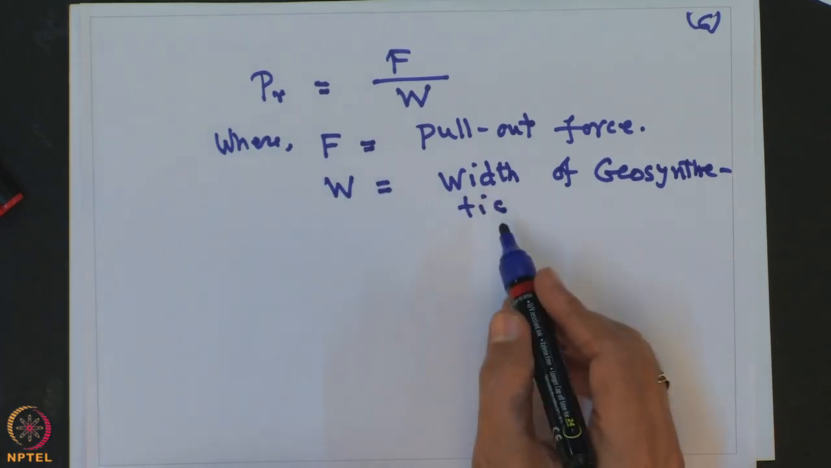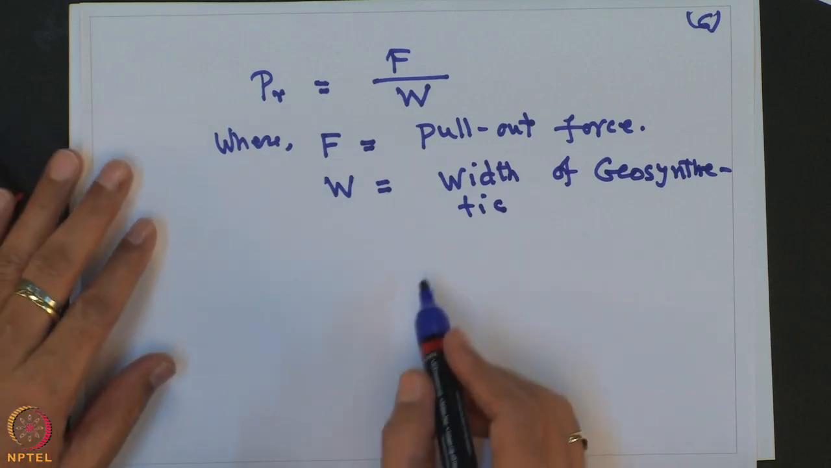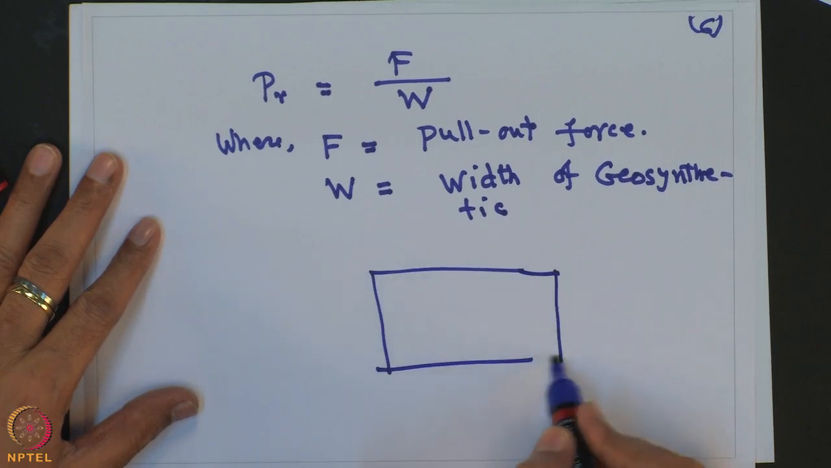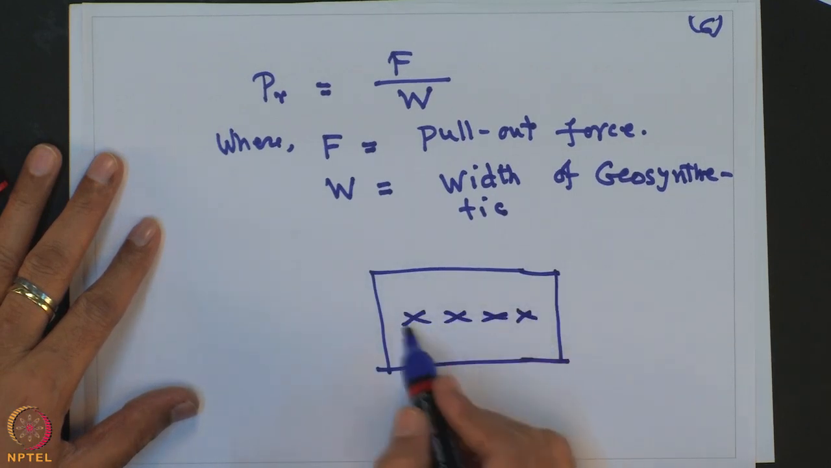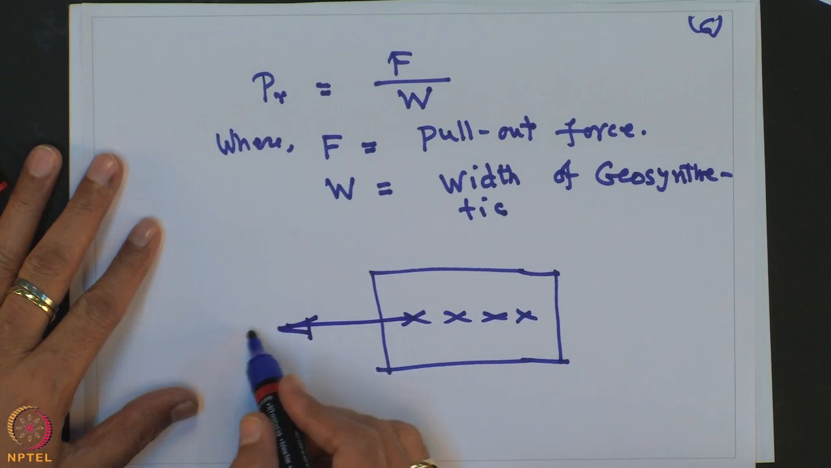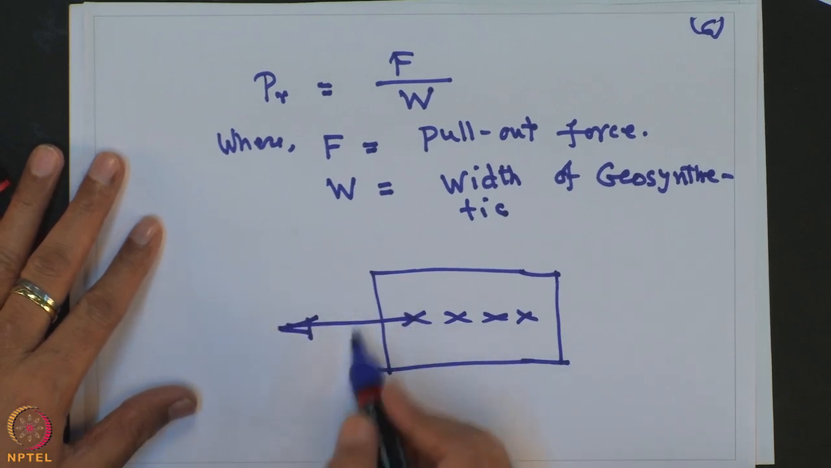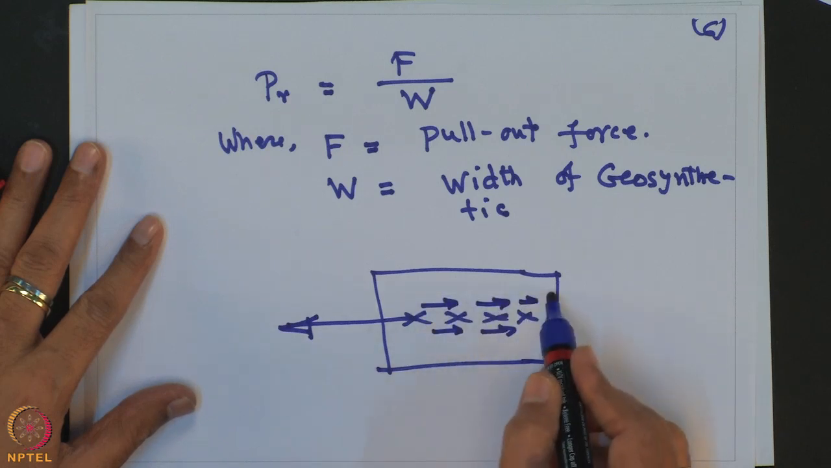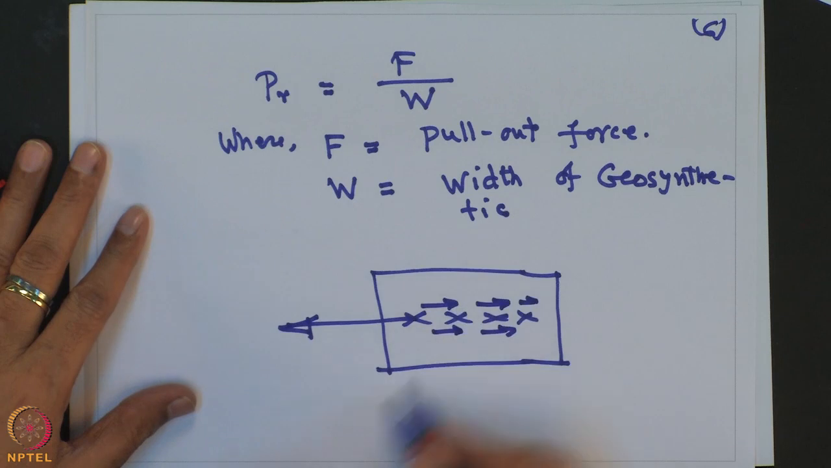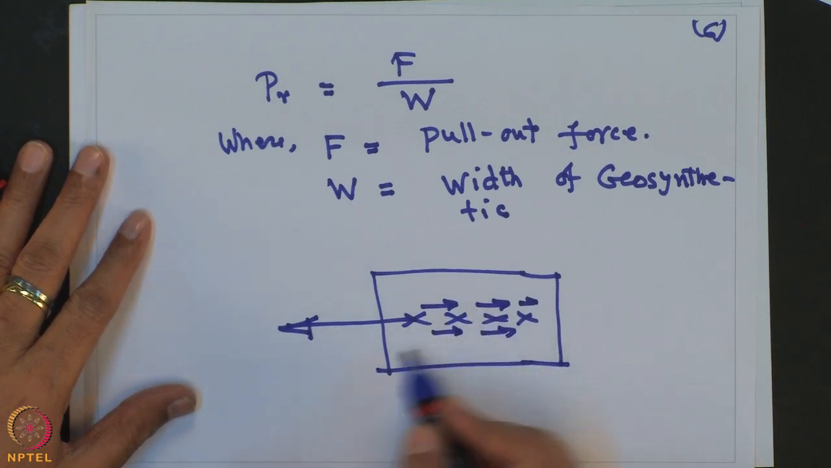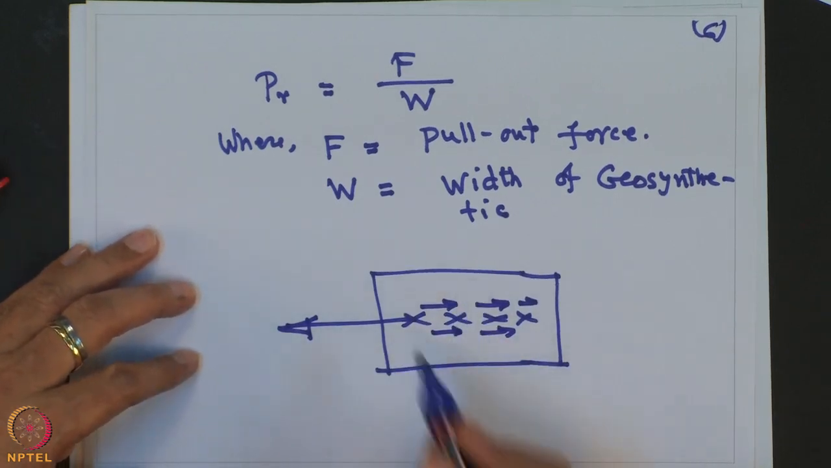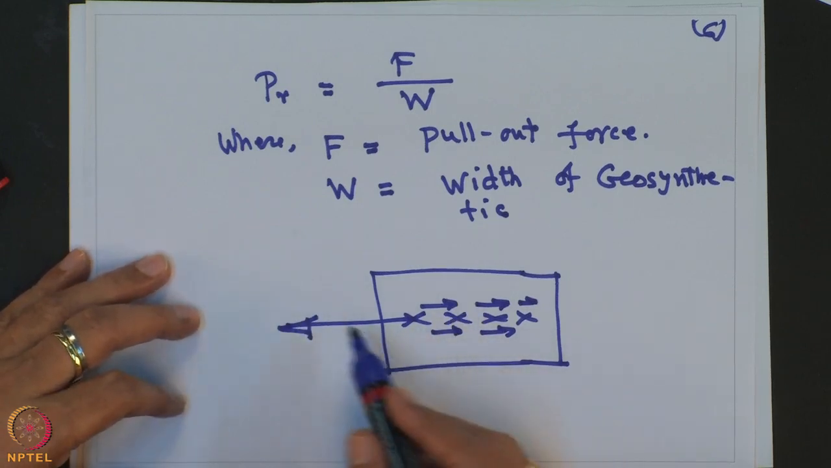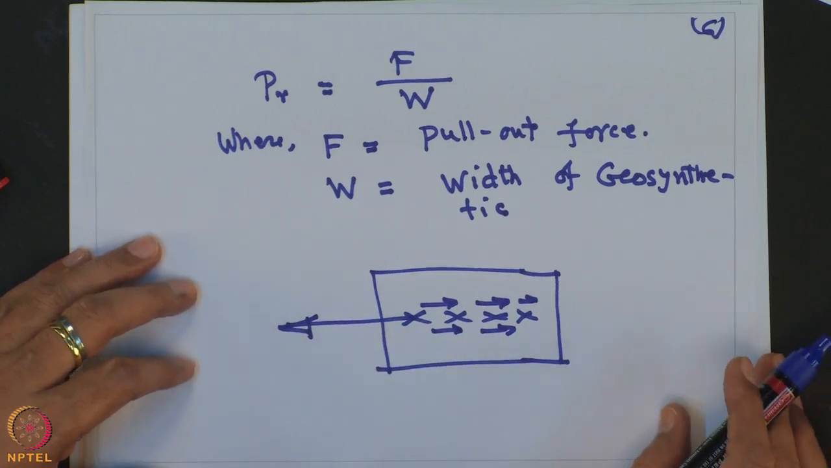So it is like that. If I can draw a small sketch like this: if this is the pull-out box and this is the geogrid material and you are pulling, what will be the mobilization of friction between the soil and geosynthetic material is like this, or it may fail at any point. So, you are determining the pull-out force. If you know that, then you can determine the P_R value, which is F by W.